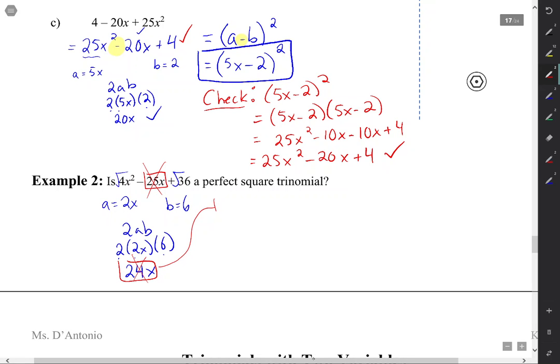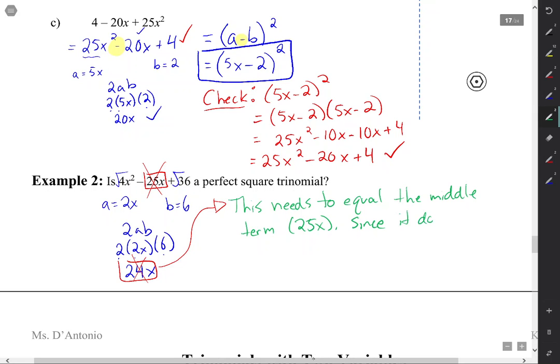So let's write a little side note here. This needs to equal the middle term, which is 25x. Since it does not, this is not a perfect square trinomial. And we're done with this question.